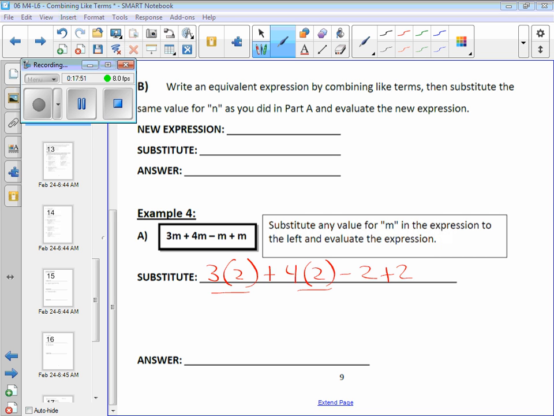3 times 2. 4 times 2, 8. And then I'm just going to bring everything else down. My plus sign, my minus 2, and my plus 2. And now we're up to addition and subtraction. They're all equal in priority, but you have to do it from left to right. So let's just do 6 plus 8 in our heads. What do you get? 14 minus 2. 12 plus 2. 14 becomes our answer.